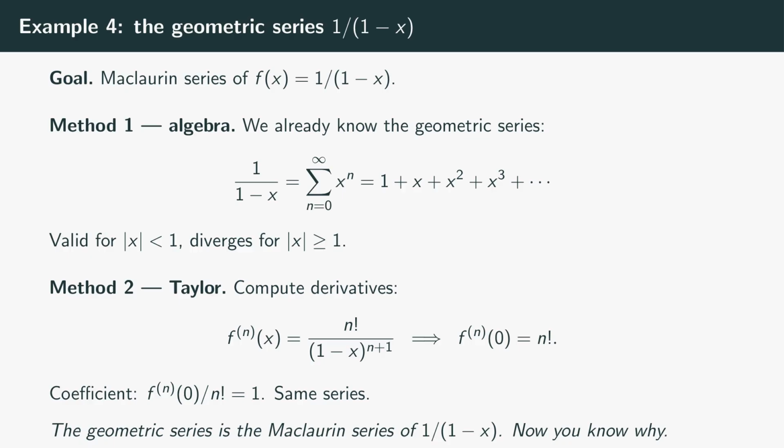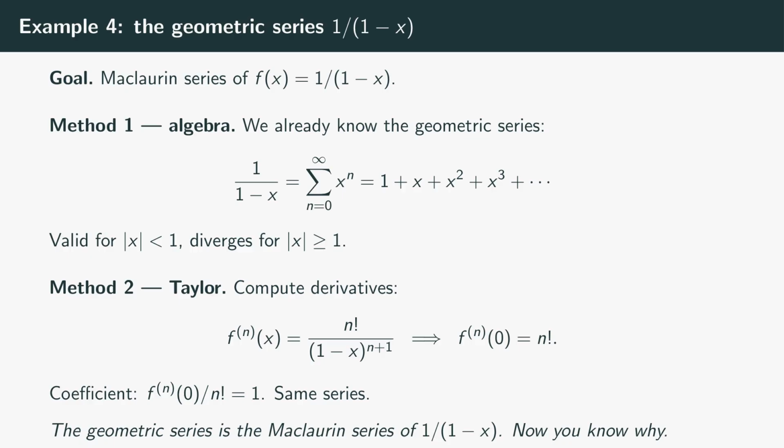Plug into the Maclaurin formula: the coefficient of x to the n is n factorial over n factorial, which is 1. The series is the sum of x to the n, which confirms the geometric series formula. Two things to notice. First, the geometric series is the Maclaurin series of 1 over 1 minus x. Now you know why it shows up so often. It's the Taylor expansion of a fundamental rational function.